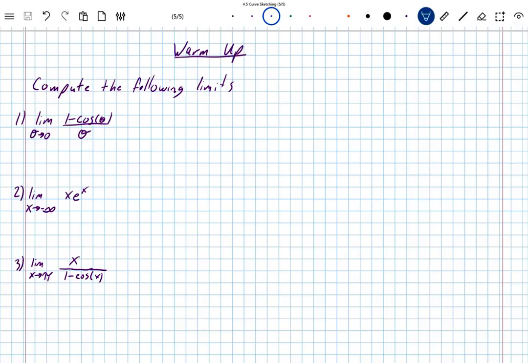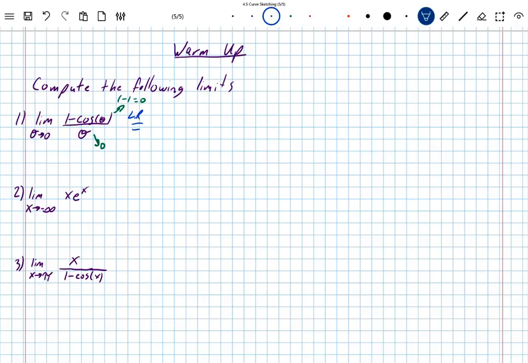Okay, hopefully you paused the video and gave these a try. Let's work through them. This first one, always got to check, is it in indeterminate form? If I plug in a 0, I get 1 minus 1 is 0, and on bottom I get a 0. That is an indeterminate form. I am allowed to use L'Hopital's rule.